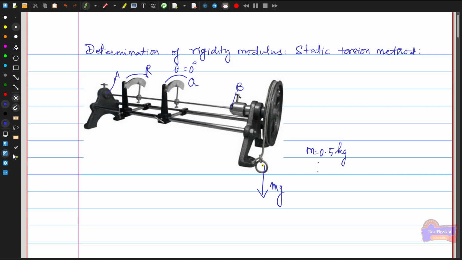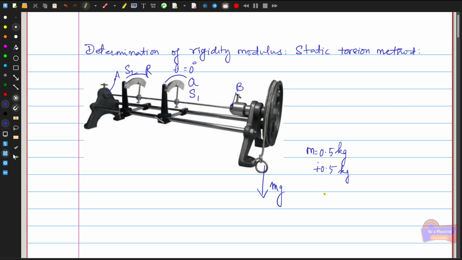We have a tabular column where we take the readings of Q and R, the readings on the two scales. Maybe these are taken as S1 and S2, so that you are measuring the deviation in the angles at Q and R for 0.5 kg. Then you add 0.5 kg more, so that for 1 kg of weight, we calculate the twist again for both scales. Similarly, you add 0.5 kg each time and calculate the twist. You can take readings for at least 10 to 15 additions of weights.